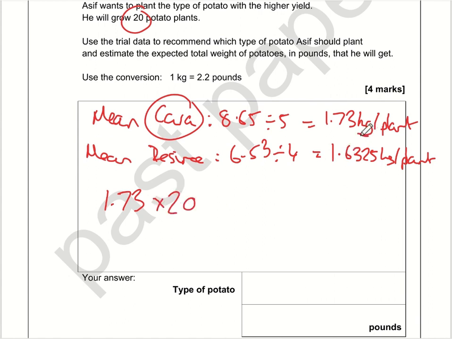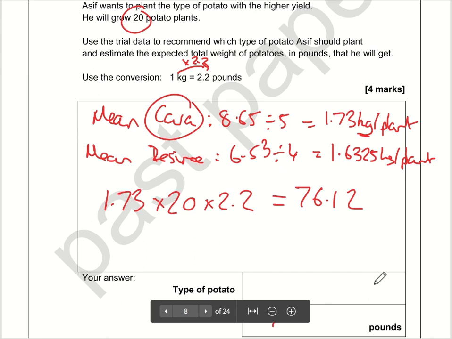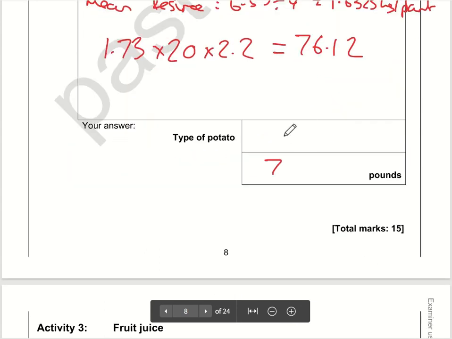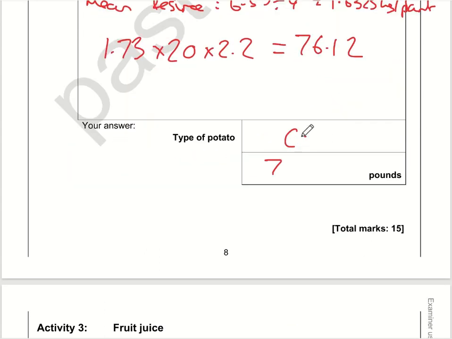and this is going to give me kilos, but we want it in pounds. To go from kilos to pounds, we multiply by 2.2. So we can either work out that total and then multiply by 2.2, or we can just do it in one big hit. 1.73 times 20 times 2.2 is 76.12 pounds. So first of all, the type of potato was the Cara, and it was 76.12 pounds.